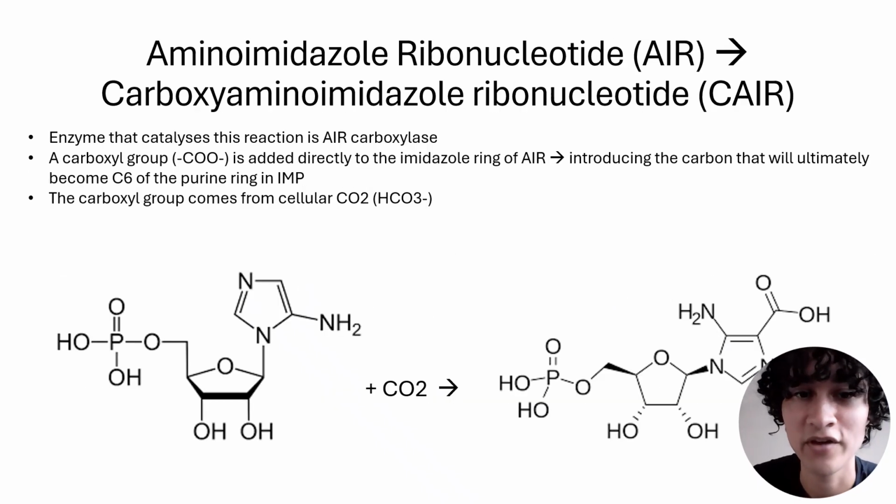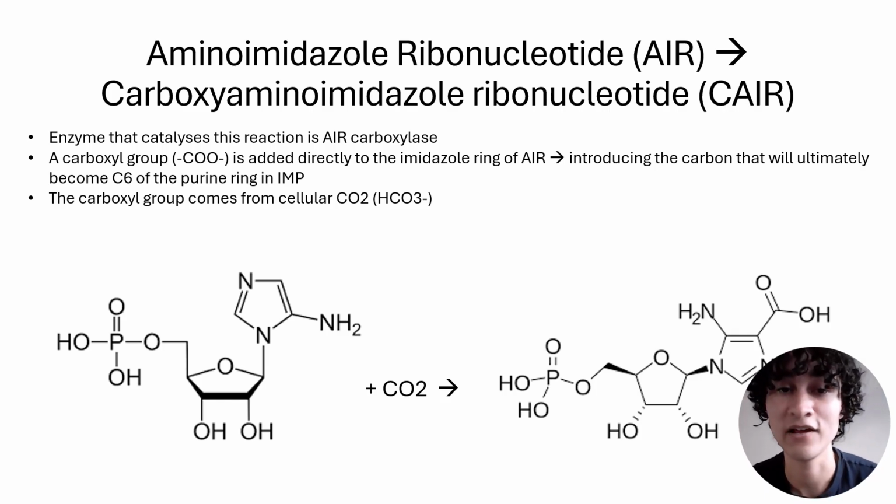So the first step is a carboxylation reaction. Okay, so the enzyme that catalyzes this is the aminoimidazole ribonucleotide carboxylase enzyme, and that's part of our PAICS complex. Okay, so a carboxyl group is added directly to the imidazole ring of our aminoimidazole ribonucleotide. Okay, and that introduces the carbon that will ultimately become the C6 of the purine ring that you see in purines. In particular, we say IMP because IMP is the first fully formed purine intermediate to our adenosine and guanine.